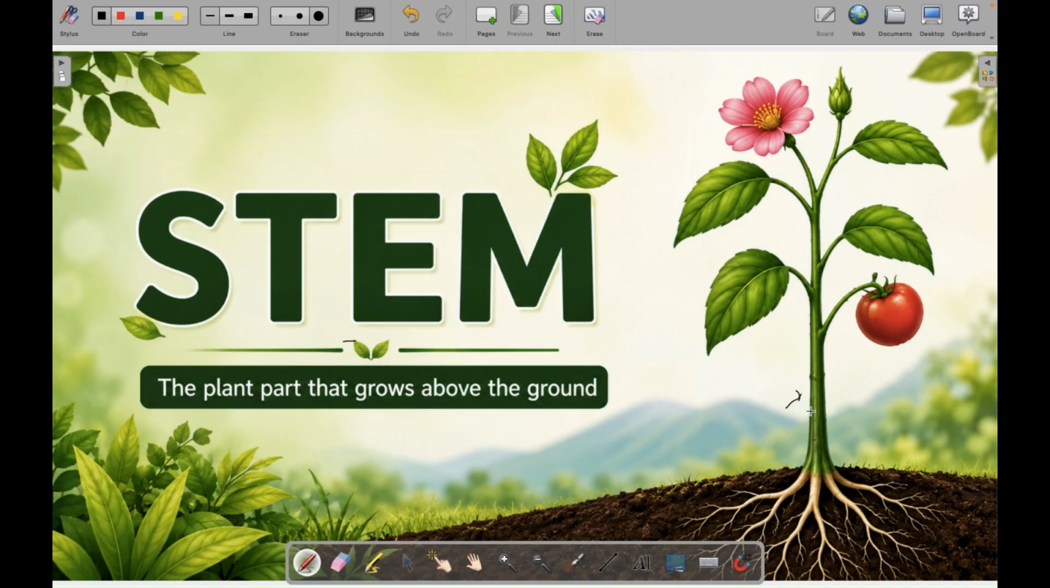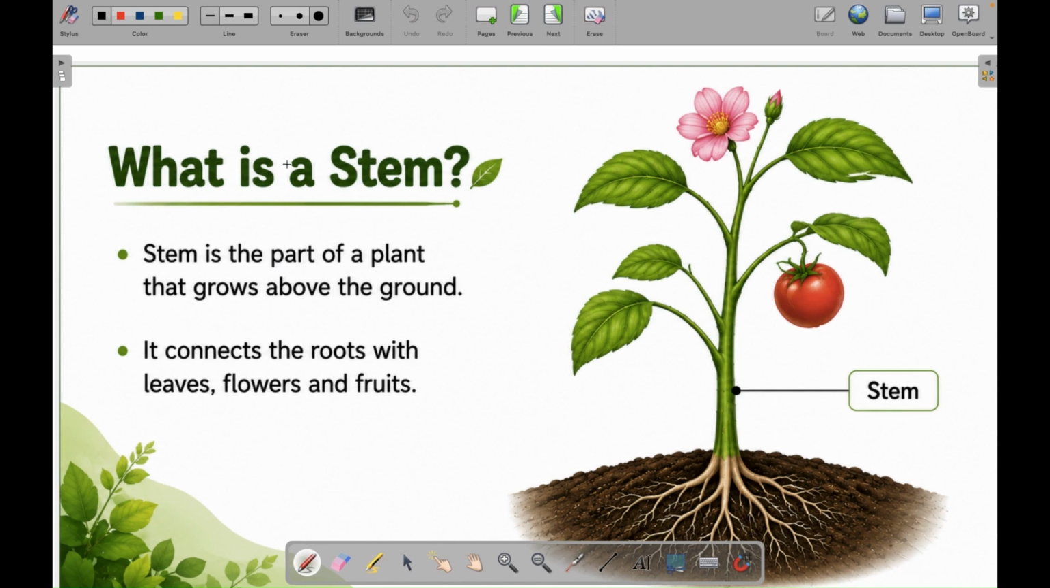So basically we'll be looking into what stems are, what the functions of a stem are, and how we classify plants on the basis of stems. There can be different types of plants based on the type of stem that they have. Okay. So let us move to the definition of a stem.